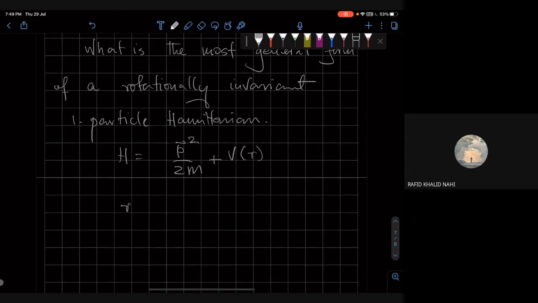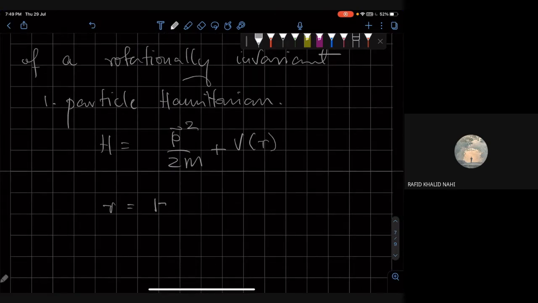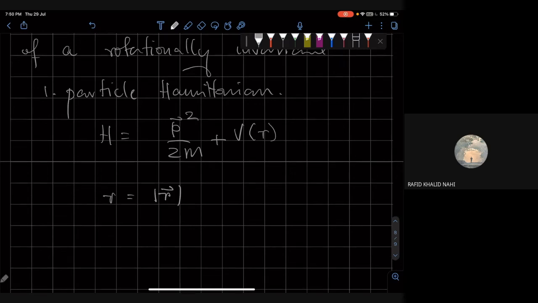What is r? r is the modulus of the position vector. So for example, V of r can be a power series in r. That could be the most general. So now let me just prove that.